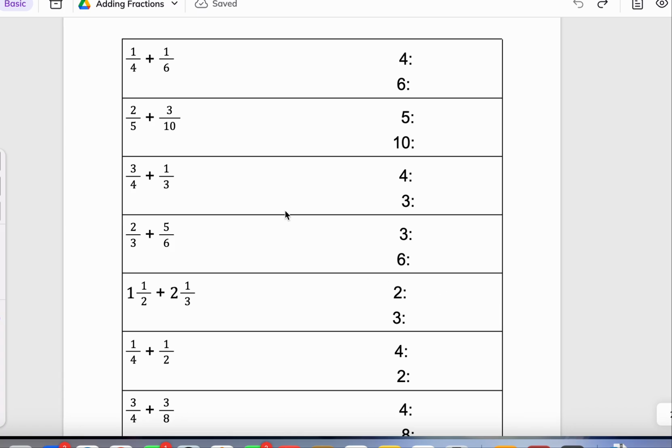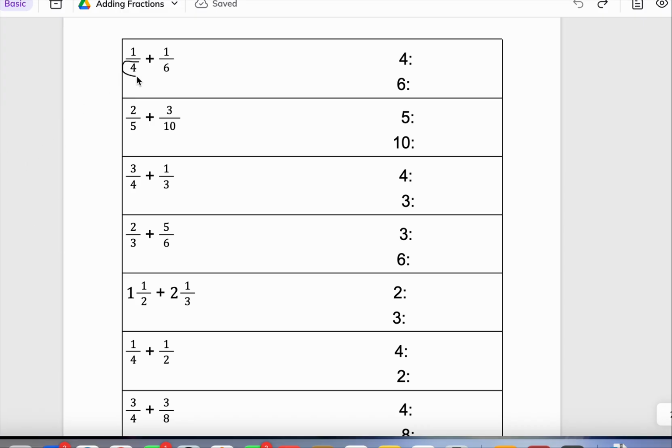So I added this little video to start a review on how to add fractions. If you remember, you can't add fractions that have different denominators. Think about that as adding things that are not the same. A fourth is a fourth of a circle, a sixth would be a sixth of a circle. If you added them together, it just doesn't make sense. So you have to find a common denominator.